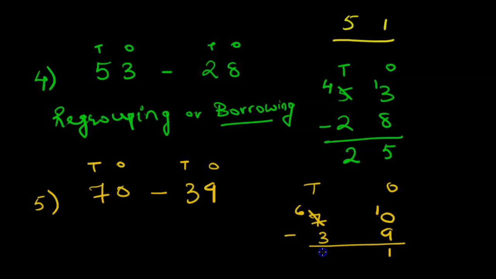So 6 minus 3 is a 3. And your final answer is 31.